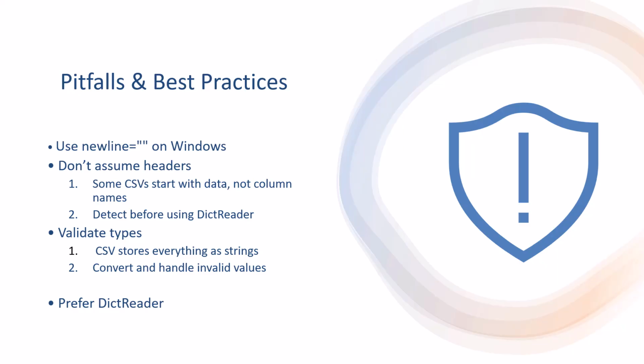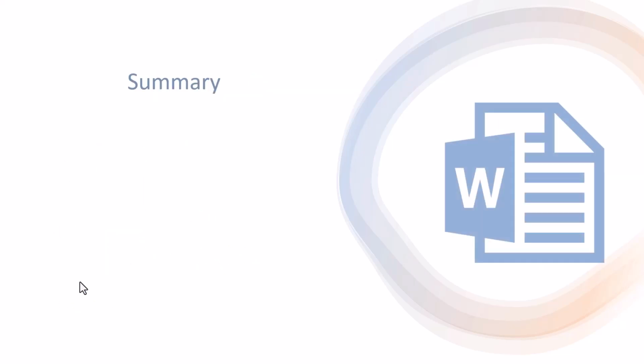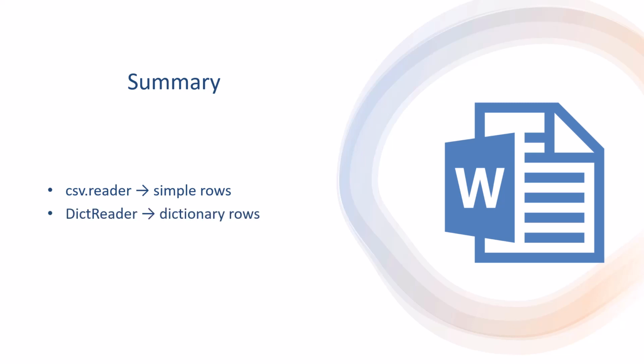The main lessons are: don't assume a CSV contains headers, and always validate data types. With these two practices, your CSV handling code becomes much more reliable. Lastly, a summary of what we learned: csv.reader for simple rows, DictReader for dictionary rows, and convert numeric values manually. This course is a foundation for Pandas, an advanced topic in Python.